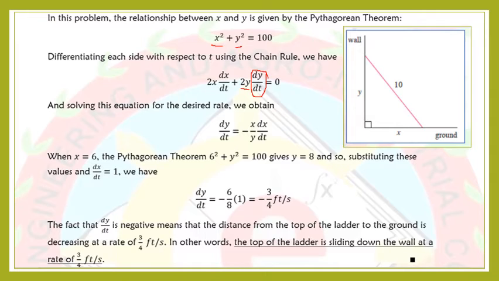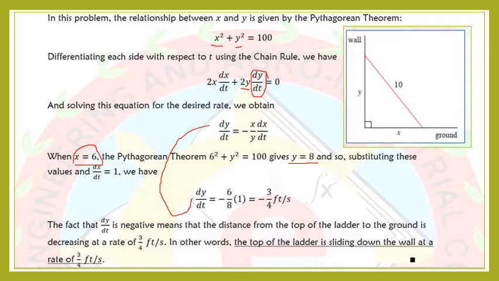Okay. When x is equal to 6, kasi diba ito yung given na distance of the ladder from the bottom. Okay, and then the Pythagorean theorem class, substitute natin dito. So magiging 6 squared plus y squared equals to 100. It gives y equals to 8, kasi magiging y squared is equal to 100 minus 36 is 64. Square root of 64 is 8. And so, substituting these values and dx over dt equals to 1. Diba? Yun ang given na dx over dt natin is 1 feet per second. So, we have, gamitin natin to para masolve si dy over dt.